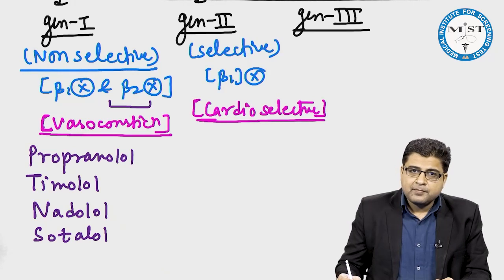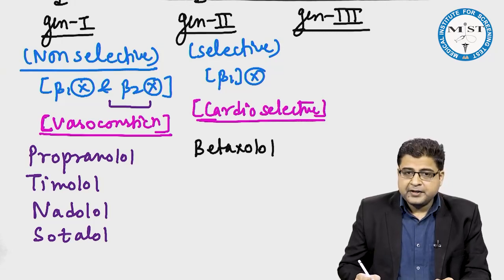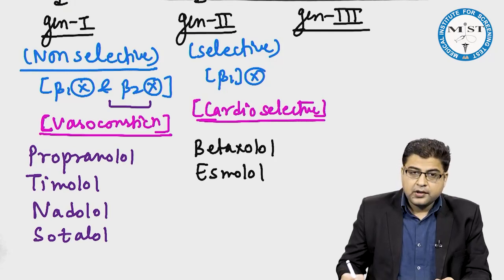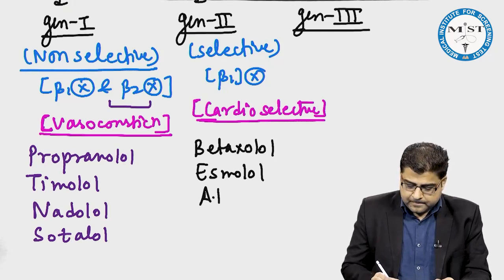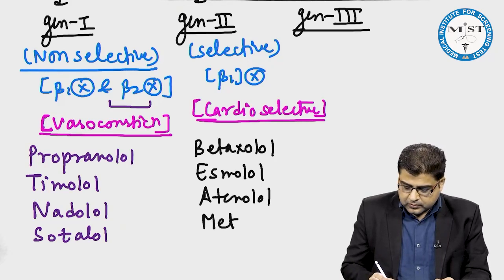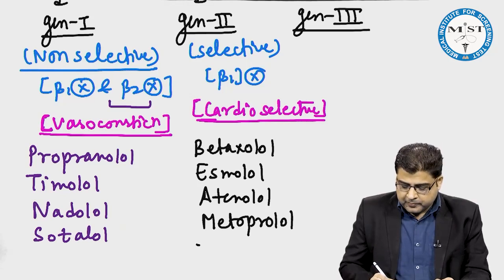If we talk about examples of these medicines, examples are betaxolol, esmolol, atenolol and metoprolol. You can remember them by the mnemonic BEAM, that is BEAM.